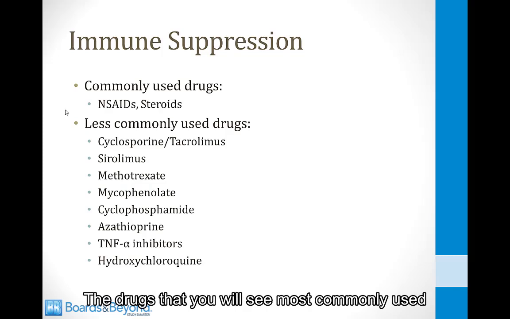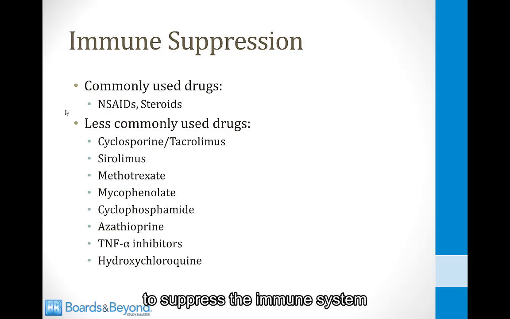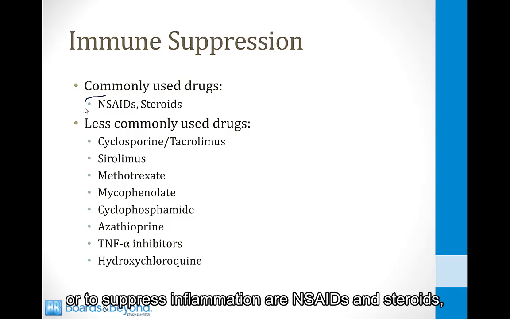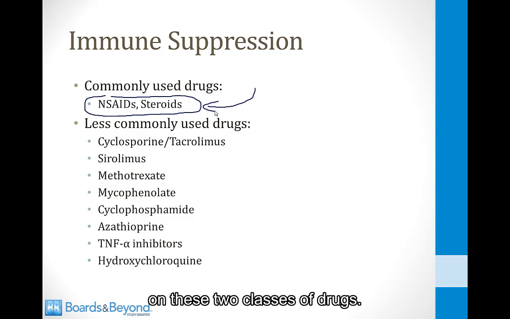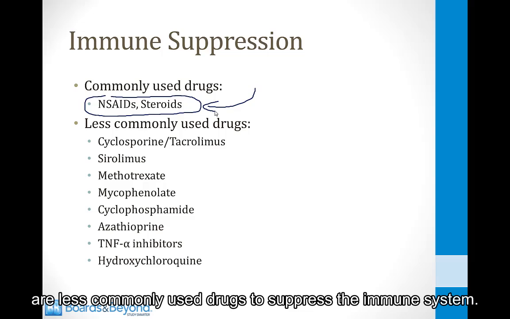The drugs that you will see most commonly used to suppress the immune system or to suppress inflammation are NSAIDs and steroids, and we have an entire separate module on these two classes of drugs. What I'm going to discuss in this module are less commonly used drugs to suppress the immune system.